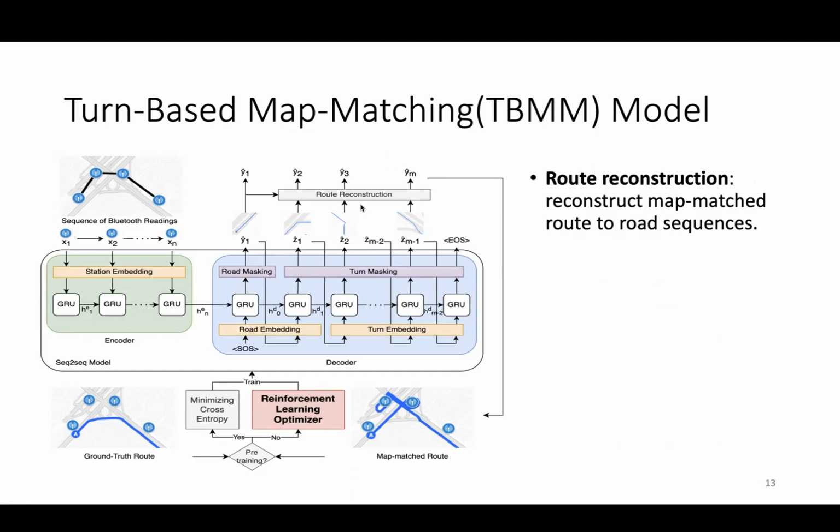Finally, the last layer takes the predicted start road segment and the predicted turn sequence and reconstructs them into the resulting trajectories in the form of a road segment sequence. This form is easier for later evaluation.